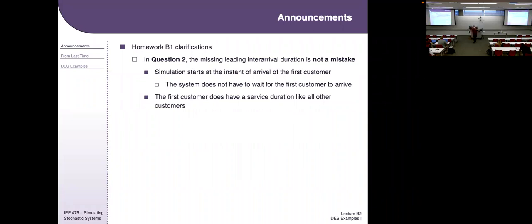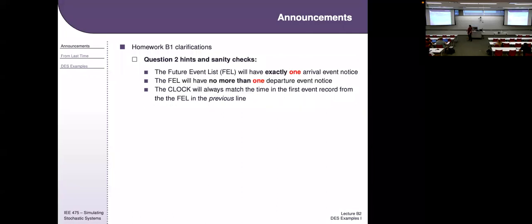In the example today, the service time that doesn't have an interarrival time above it is how long that first customer takes to get their service. But then the next interarrival time is the space in between customer 1 and customer 2. So it is not a mistake that there seems to be a gap in that table where there's no leading interarrival time. That's intentional, and we'll see that.